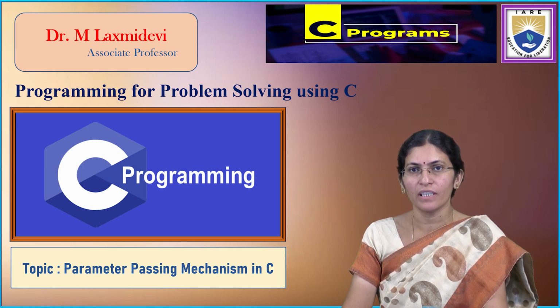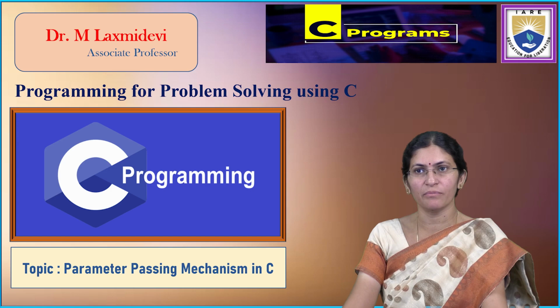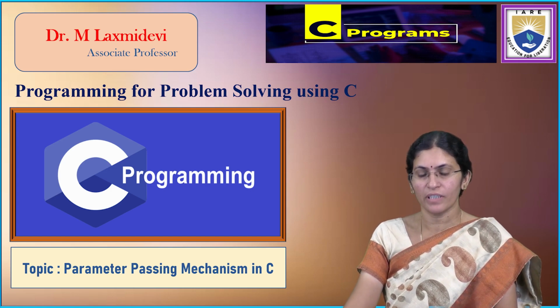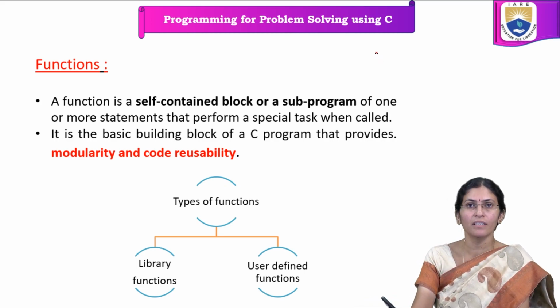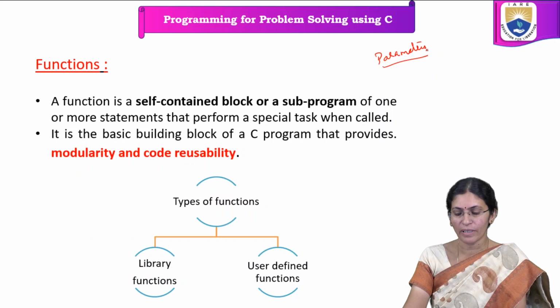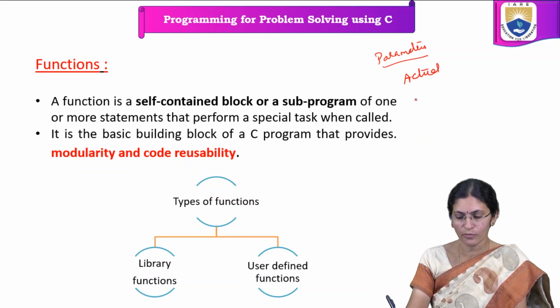In this video lecture, we learn about parameter passing mechanism in C. In the last video lecture, we have discussed the various concepts of functions. Related to functions, we have parameters. We have seen what a parameter is. The parameters available in the calling function are called actual parameters, and the parameters in the called function are formal parameters. So, actual parameters and formal parameters.